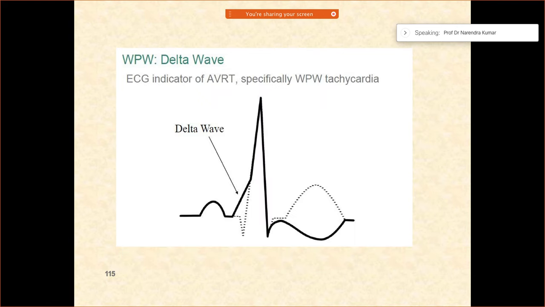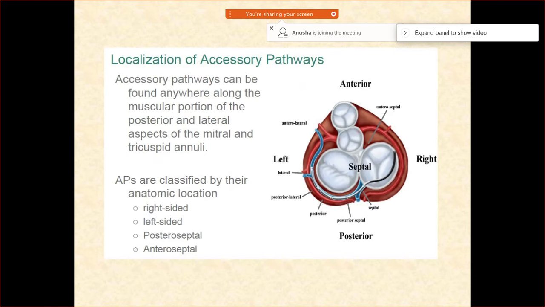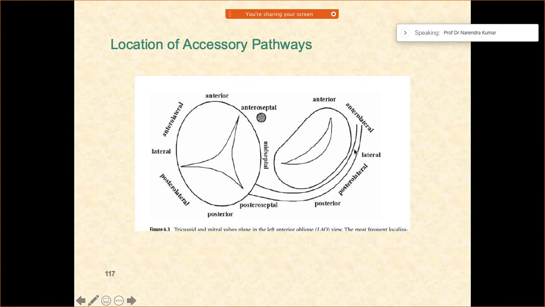So these are the various locations. Now it has been modified by the newer guidelines, how they should be named. This is how you should try to visualize them and name them as well. For example, left lateral, left anterolateral, left posterolateral. Similarly, right anterior, right posterior, right anterolateral, right posterolateral, and right lateral. And this is the right-sided valve: anteroseptal, posteroseptal, and the midseptum.